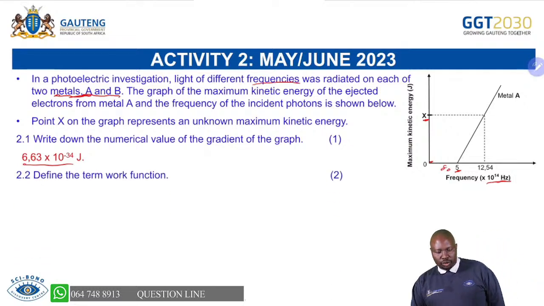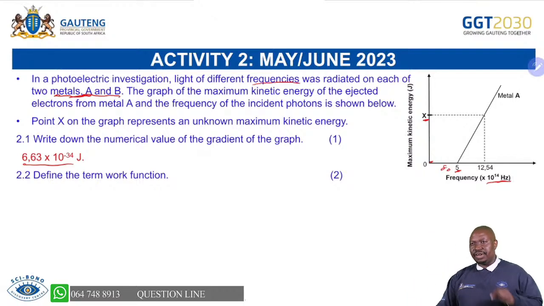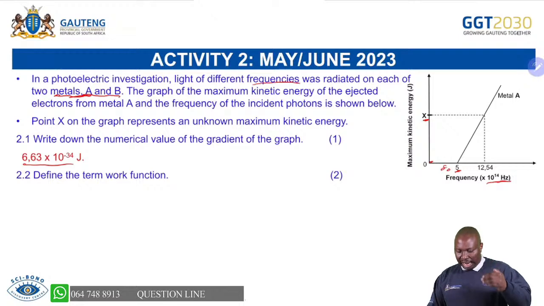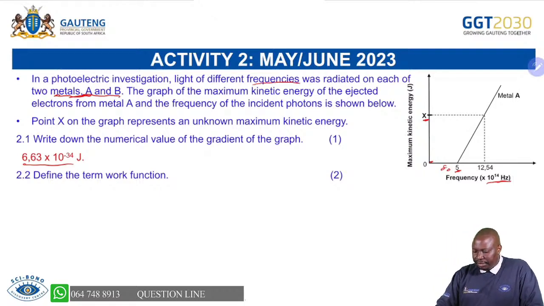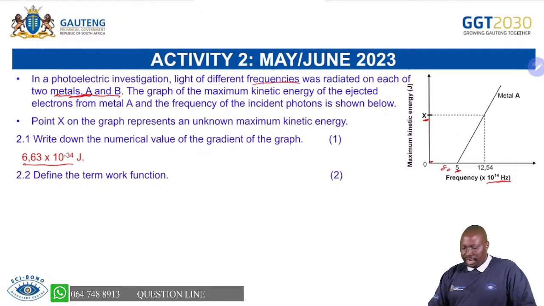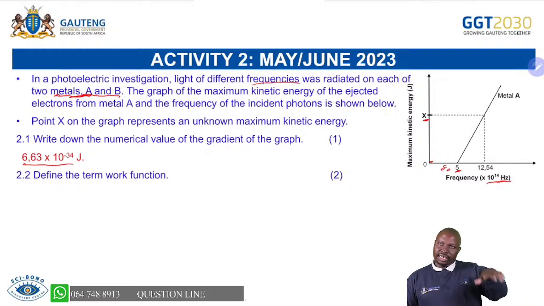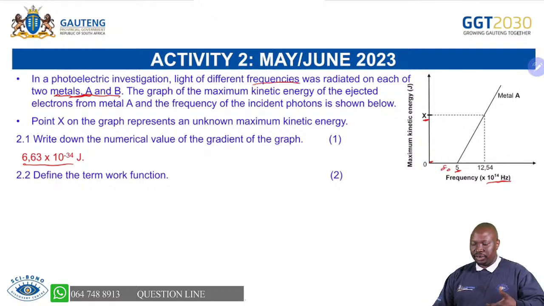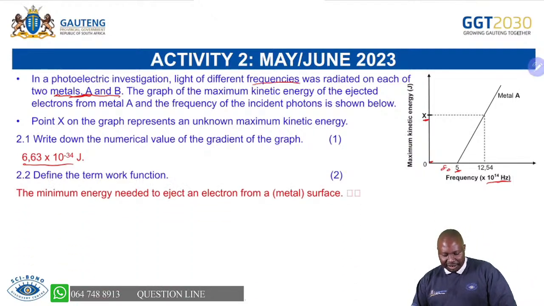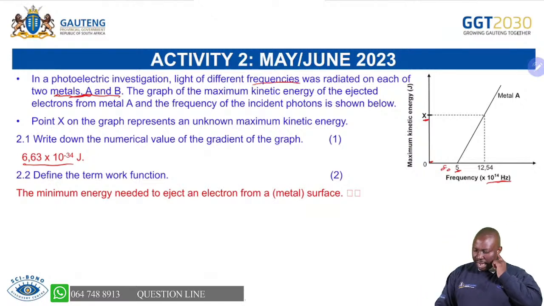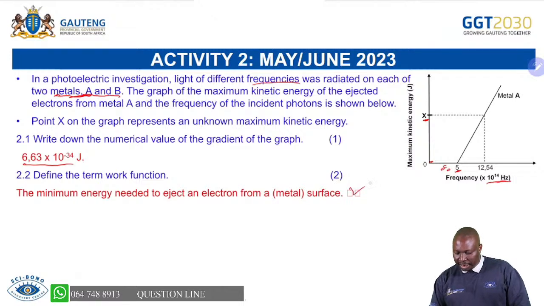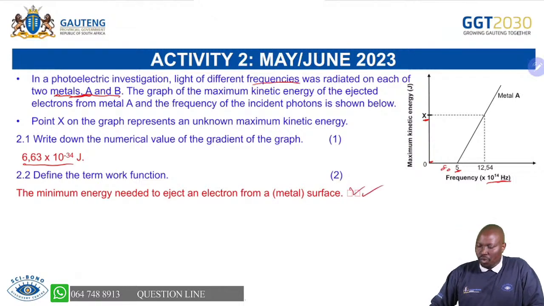Now, for 2.2, we're saying define the term work function. I've emphasized that these four definitions that we did are the ones that you will be asked in this question. In the 2023 May-June exam, they were asked to define the term work function. And we said this is the minimum energy needed to eject an electron from a metal surface. Remember, electrons are in the metal surface, and when you eject electrons, you are ejecting them from the metal surface. So you're able to get your 2 marks there for defining the term work function.